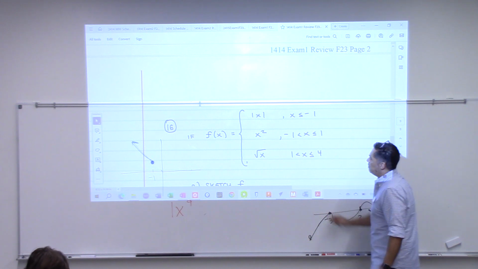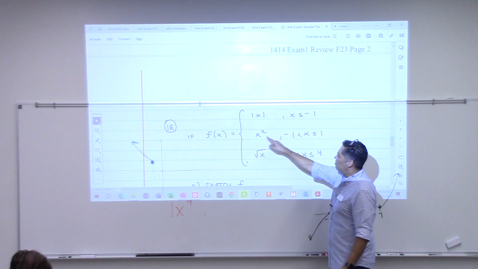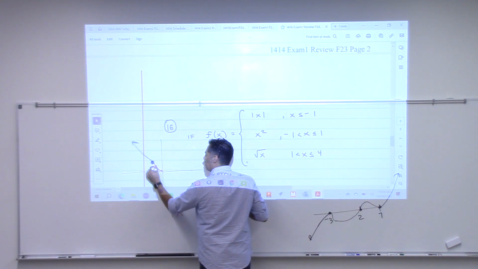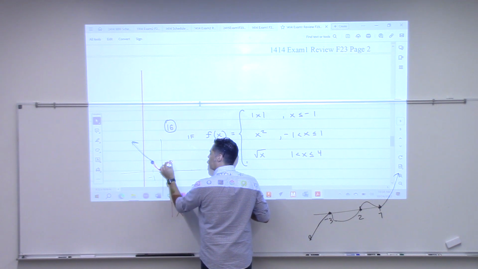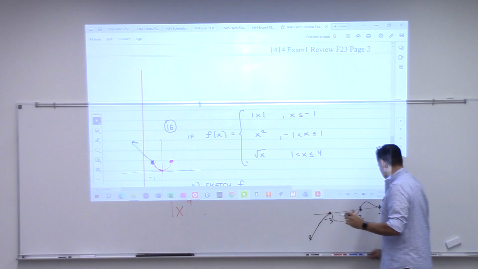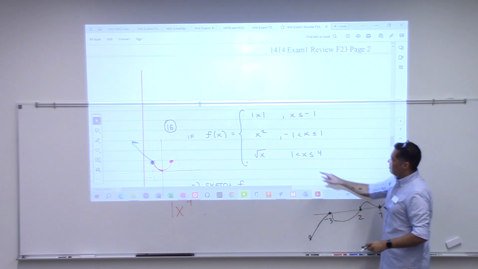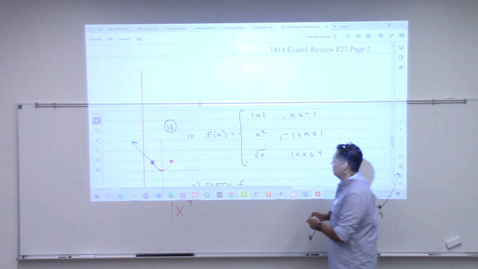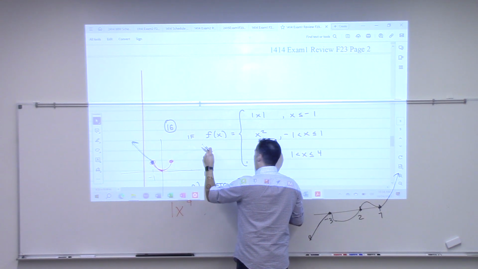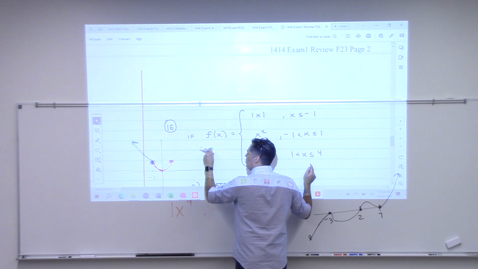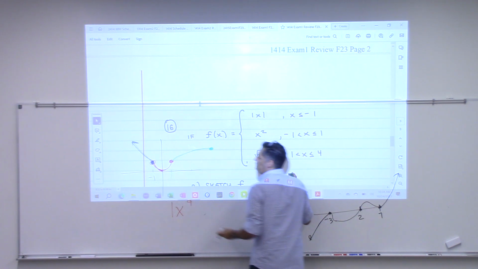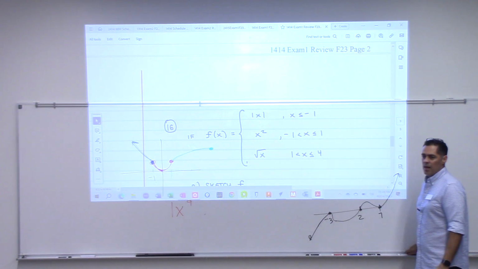The second piece, between -1 and 1, looks like x squared. X squared is a parabola, like that, and it's closed here, and it's open here. I'm going through this very, very quickly. Then it has to look like the square root of x from 1 to 4. So the square root of x would go like this, and we want to stop it at 4, and we erase here because we only want to go from 1. That's what the graph of that piecewise function looks like.